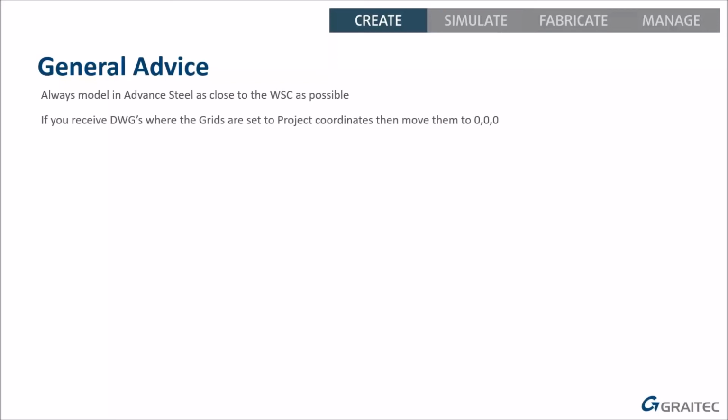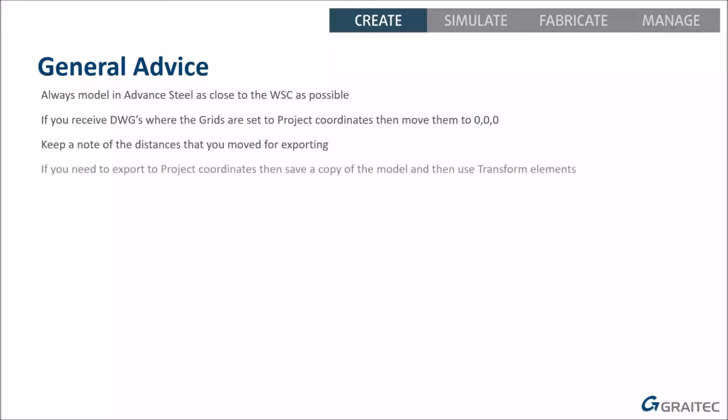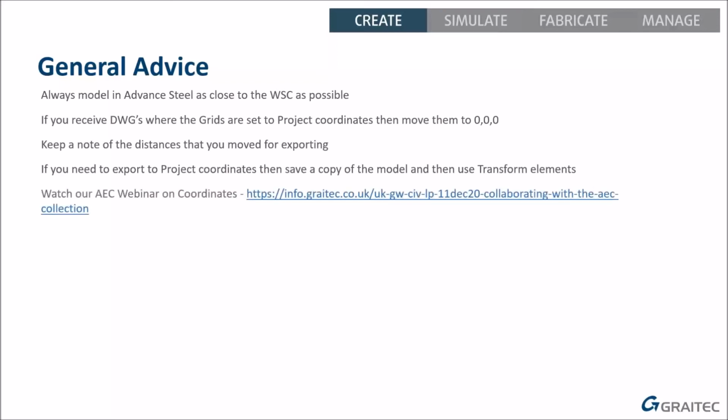If you receive DWGs where the grids are set to project coordinates and you draw a little circle in the DWG file to check it and they're a long way away, either move your grids to 0,0 or copy and paste them out of that file into your file but put them at 0,0,0. And I would keep a note of the distances that you moved them. And then if you need to export your project or your model based on those project coordinates, then do a save as and use transform elements. And then the things that you noted down, you can type that value in.